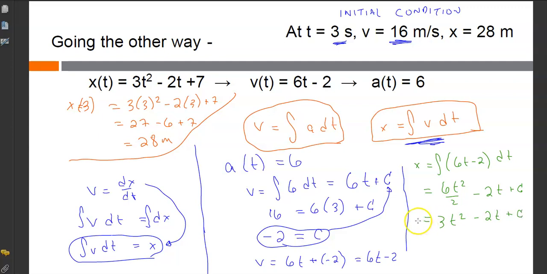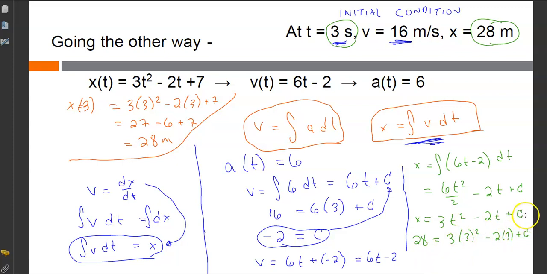I don't know what it is yet. So I've got to come back up here and say, well, the time is 3 seconds and the position is 28 meters. And I could put those in. I could say 28 equals 3 times 3 squared minus 2 times 3, plus c, and I could solve this thing for c.